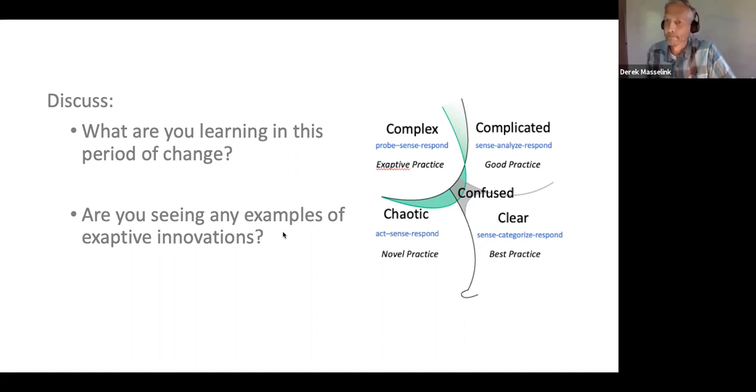Perfect. Thanks so much, Derek. I am just quickly making some breakout rooms. I imagine many of you have been spending lots of time on Zoom this past month, but if you have not experienced breakout rooms yet, what's going to happen in a moment is I will press a button and you will see something pop up on your screen that invites you to join a breakout group. Click that button and it will bring you into a new space. Then we are going to ask you to self-facilitate a conversation around what you are learning and whether you are seeing examples of exaptive innovations.